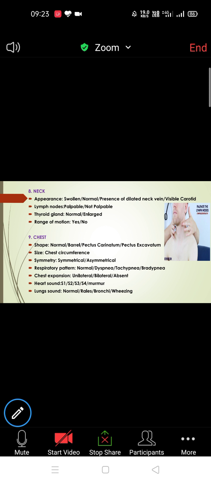Okay, then chest expansion you will write unilateral, bilateral or absent. So how will you assess the chest expansion? You will place your hand on top of the patient's chest, and you will ask the patient to inhale and exhale. Then while inhaling and exhaling, you will see the expansion of the chest. If the chest expands only on one side, that means it is unilateral chest expansion. Okay, and if the chest expands equally on both sides, that means it is bilateral chest expansion. And if there is no expansion at all, then it is absent. So in the chest expansion, you will write unilateral, bilateral or absent.